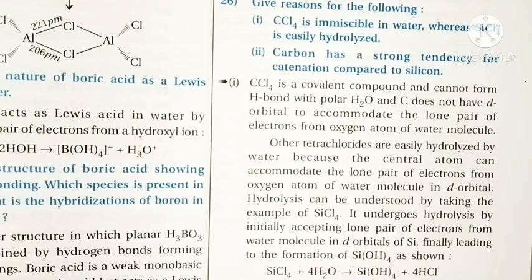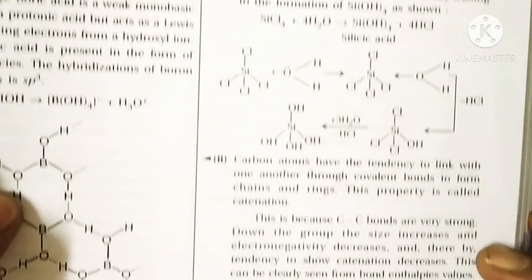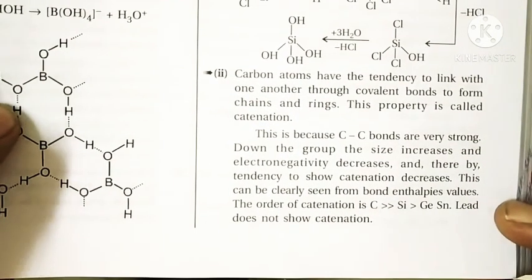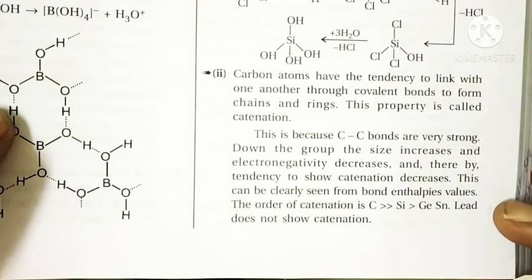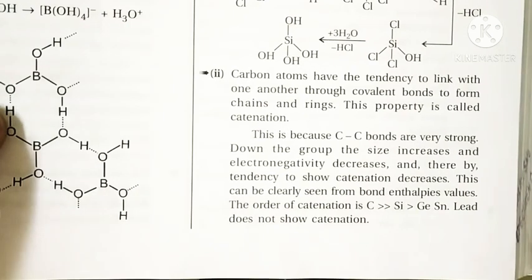Another reason is that carbon has a strong tendency for catenation compared to silicon. We know that carbon atoms have the tendency to link with one another through covalent bonds to form chains and rings, and this property is called catenation. This is because carbon-carbon bonds are very strong. Down the group, size increases and electronegativity decreases, so the tendency to show catenation, or the formation of p-pi bonding, decreases. It can be clearly seen from the bond enthalpy values that the catenation order is like that, and lead does not show such catenation.